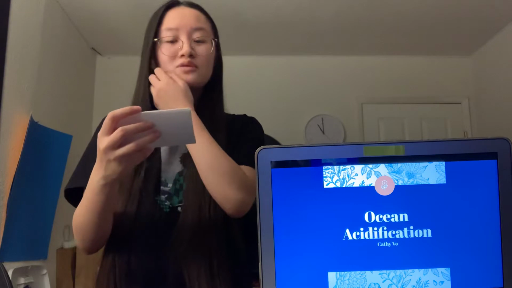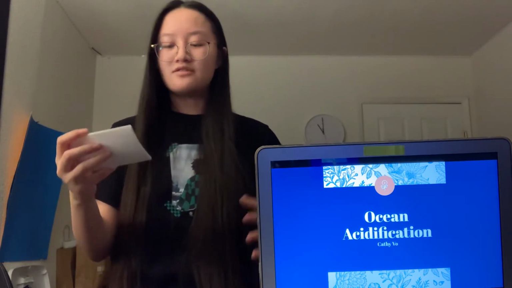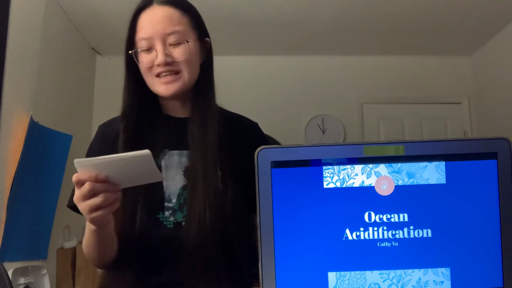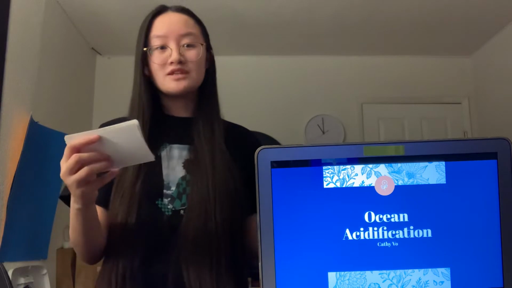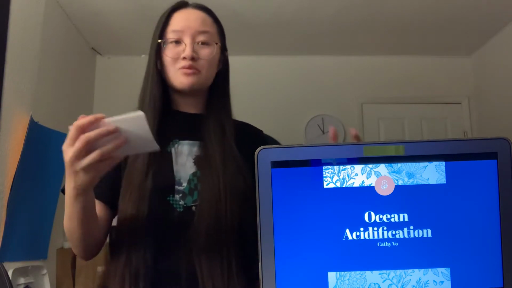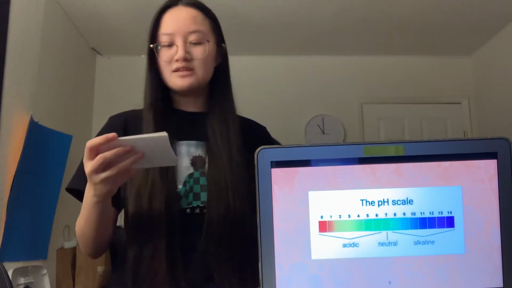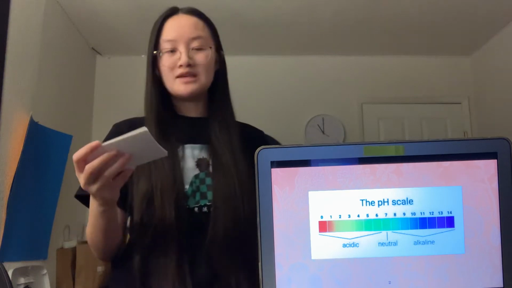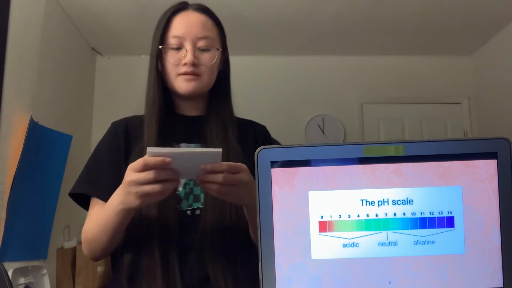Today I'd like to give you what ocean acidification is and the causes and effects of ocean acidification in a nutshell. So you might be thinking, what is ocean acidification and why should we even care about it? In simple terms, ocean acidification is the ocean becoming more acidic. So what this means is, on a pH level, ocean water would drop lower and lower on a pH scale. So the lower a number gets, the higher the acidity.